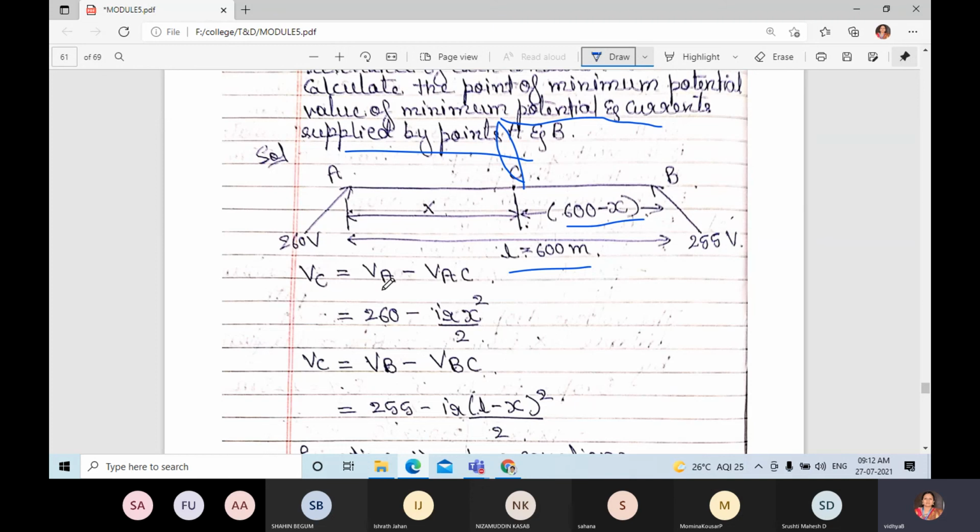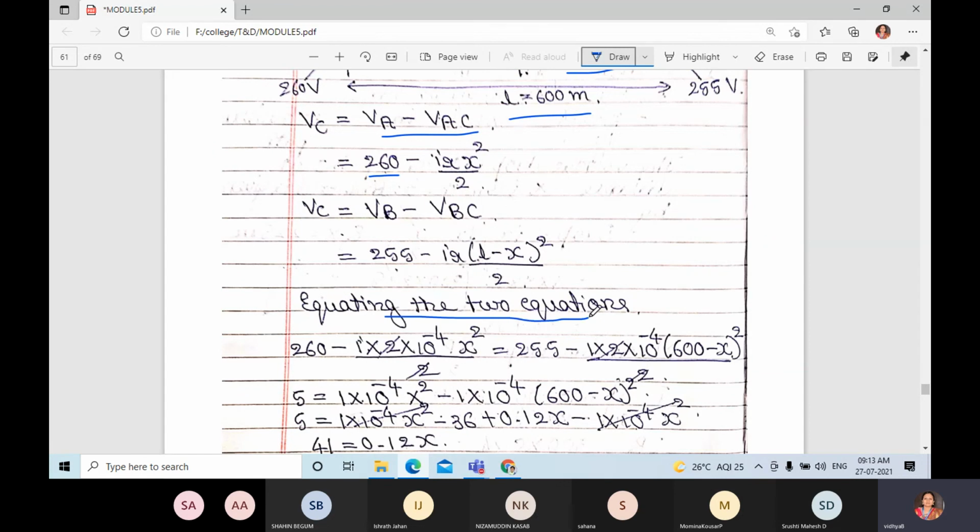So VC is equal to VA minus VAC. VA is 260 minus I into R into x square divided by 2. Also VC is equal to VB minus VBC, where VBC is IR into (L minus x) square divided by 2. The distance between A and C is x, and the distance between B and C is nothing but L minus x.